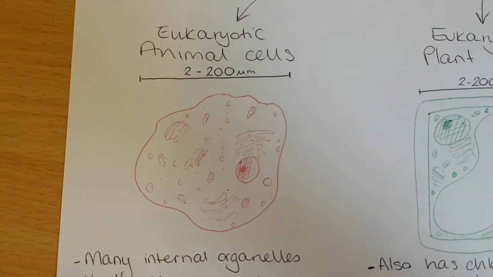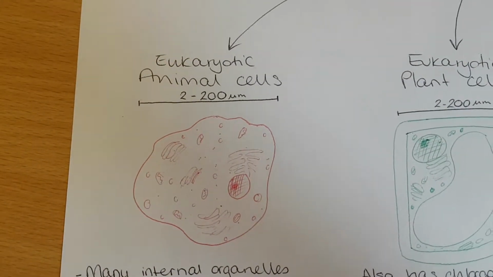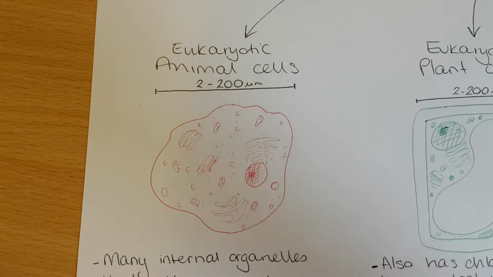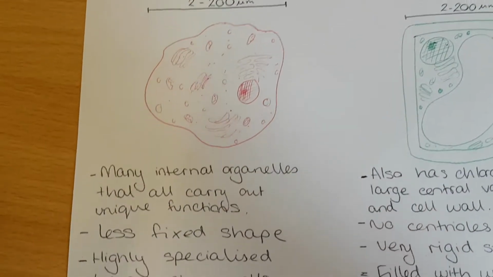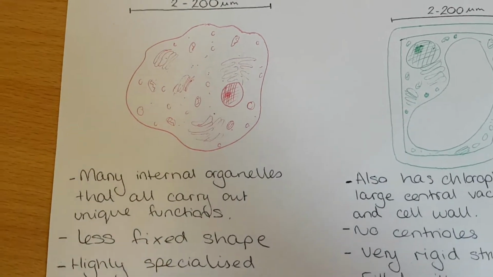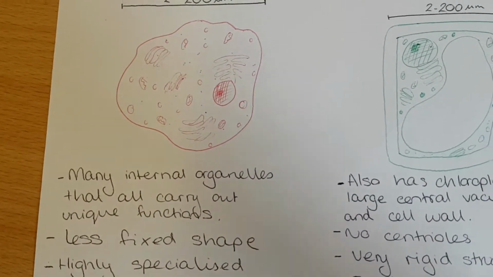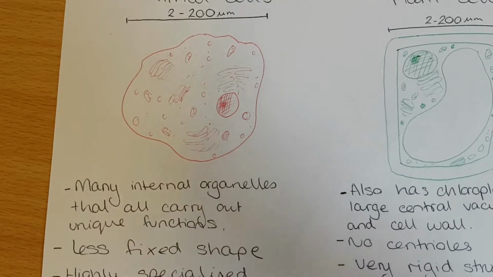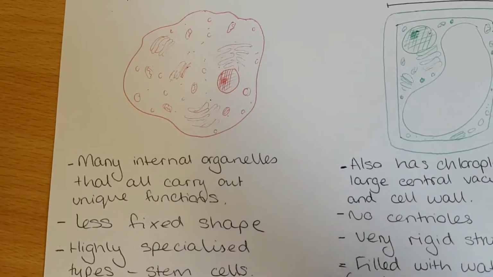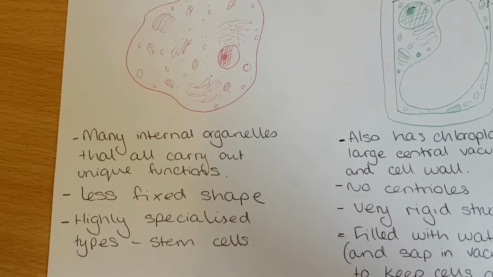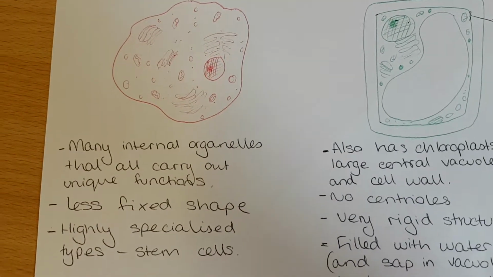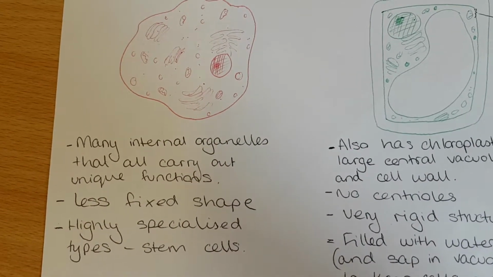They're about anywhere from 2 to 200 micrometers, mostly around the top end of that scale, so quite large as cells go. They have many internal organelles, which we'll go through in a minute. They have a very unfixed shape, and in the human body there are many different highly specialized types of animal cell, which all derive from stem cells.